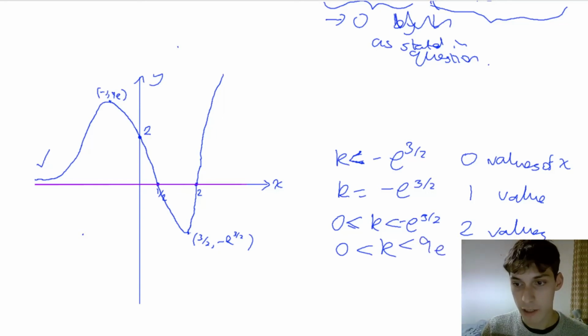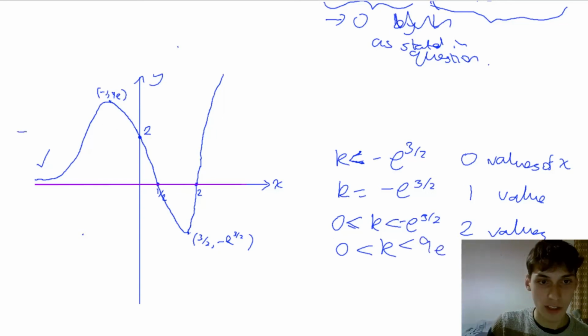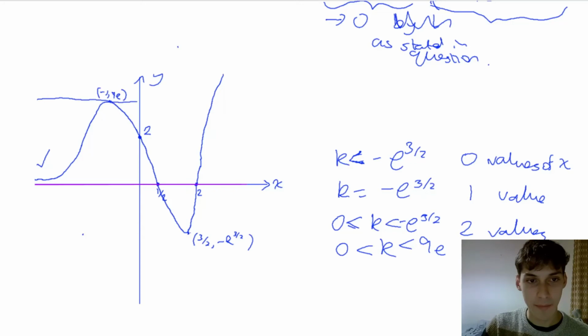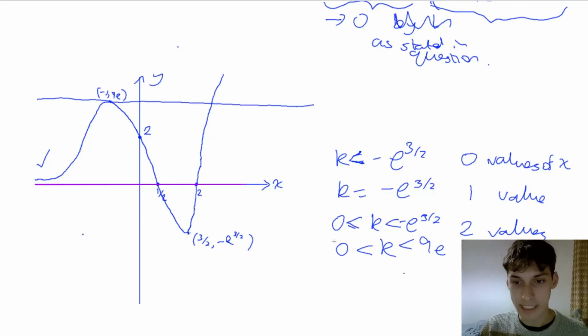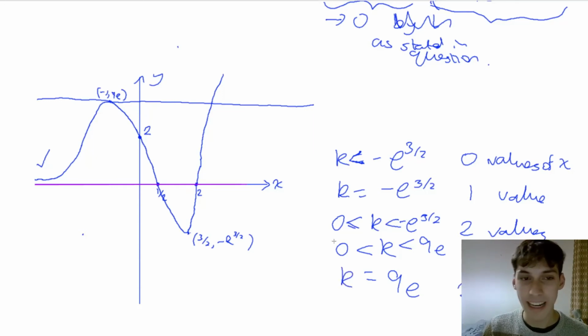That's three values. So that's for stuff like here. And then as soon as we get to this turning point here, there's two values again. So this is just an instantaneous point. We just have an equals sign. Yes, k equals 9e. We have two values. And finally, almost there, we've got k is greater than 9e, gives us one value.